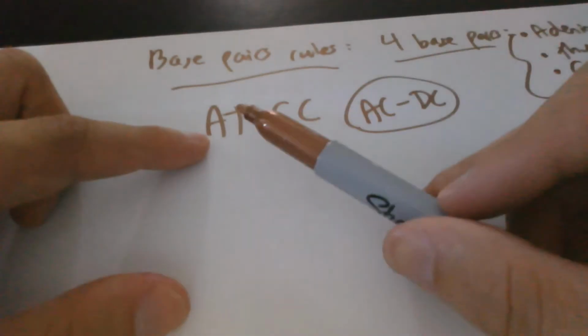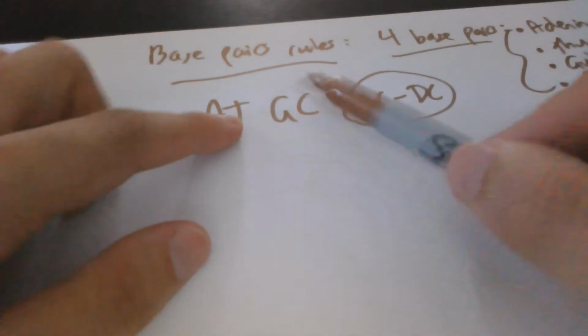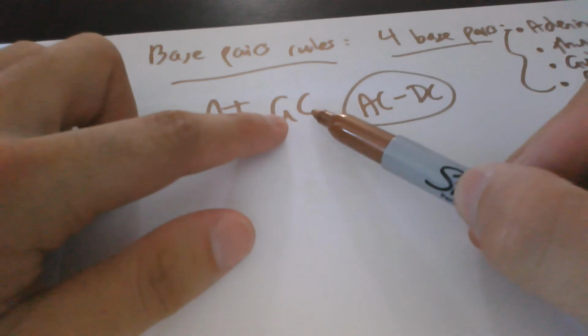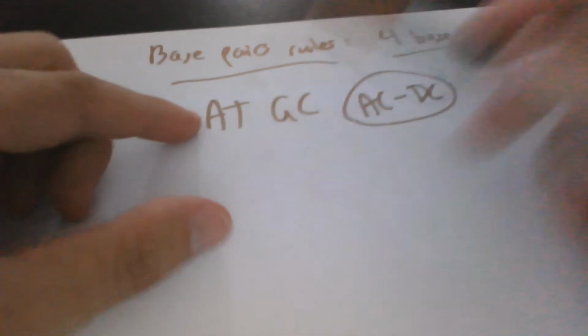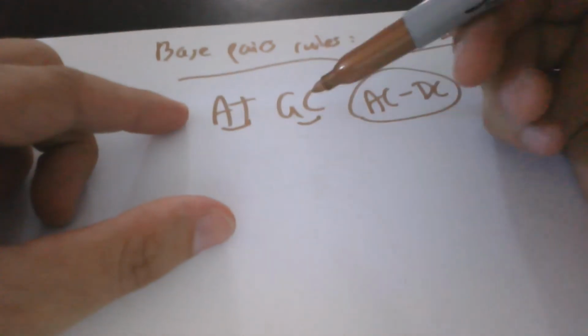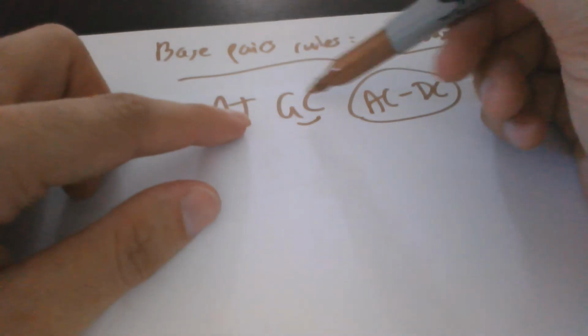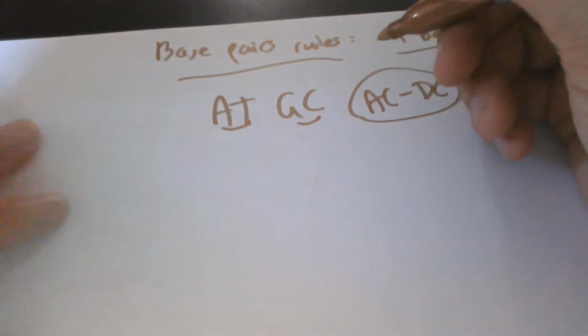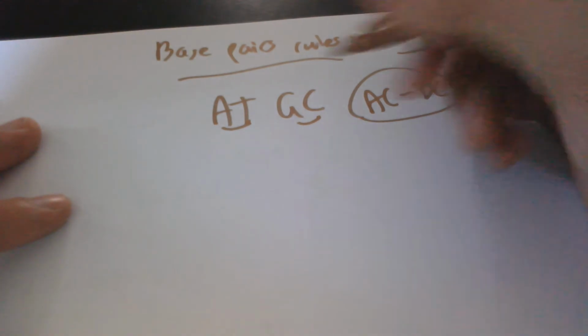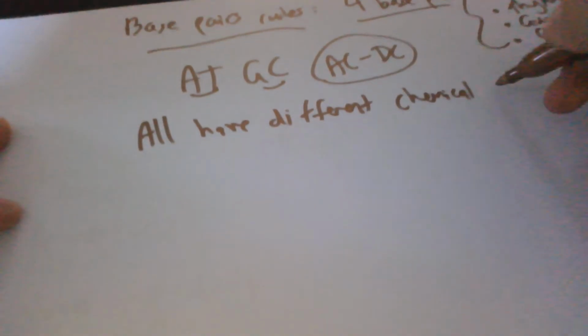Only the adenine joins with the thymine and the guanine with the cytosine. Only these two join and only these two join. That's it. An A can't join with a G and a T can't join with a C, and so on and so forth. They've all got different chemical structures, that's why.